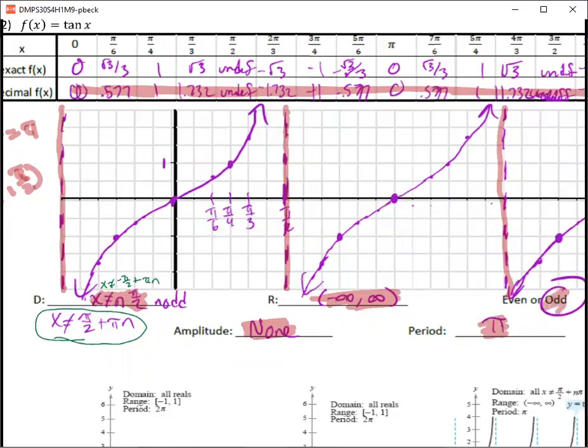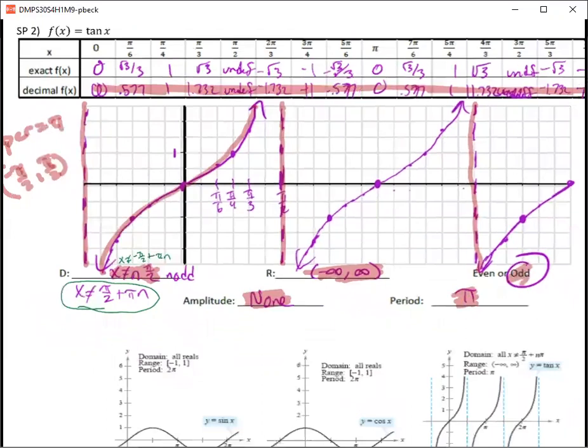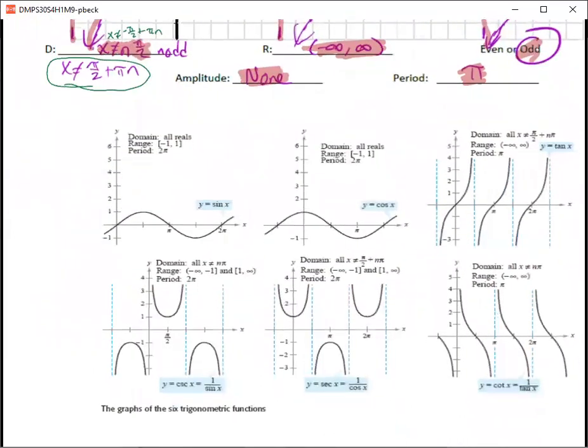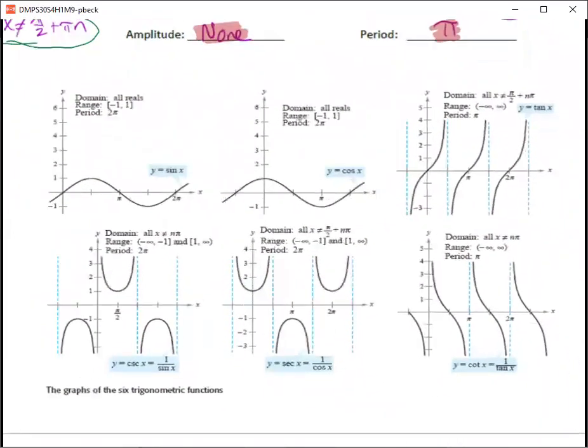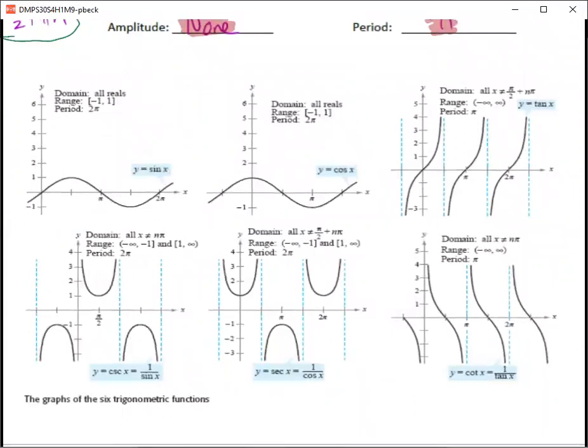Tangent is an odd function. We can see that symmetry over the origin. So tangent is an odd function. Here's going to be sort of the generic graphs of all of them. As I mentioned, for tangent, we go from negative pi over 2 to pi over 2 as we graph our tangent, and you'll see me do that.